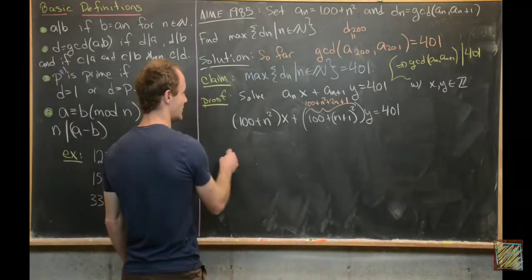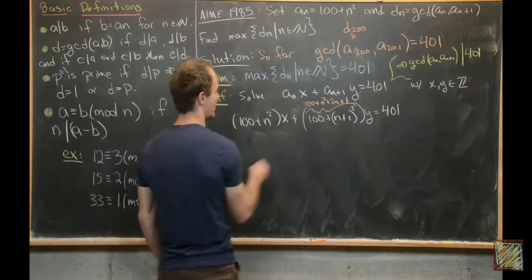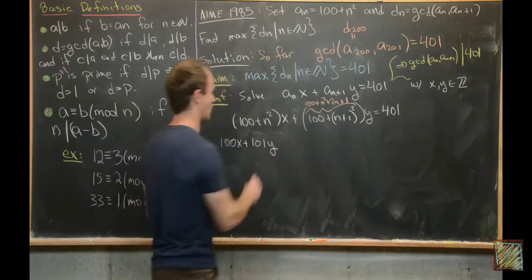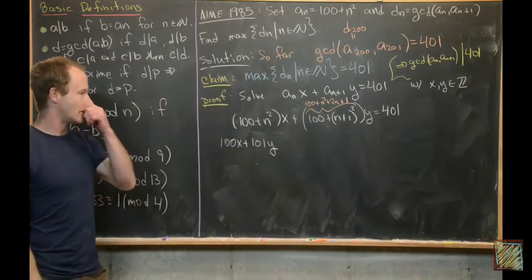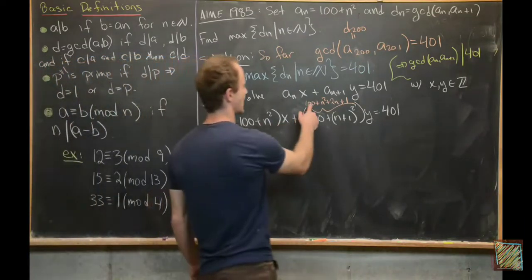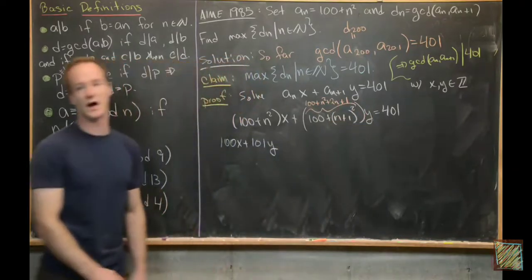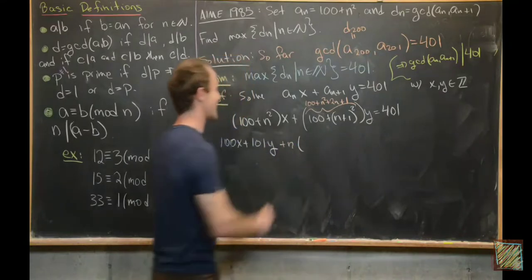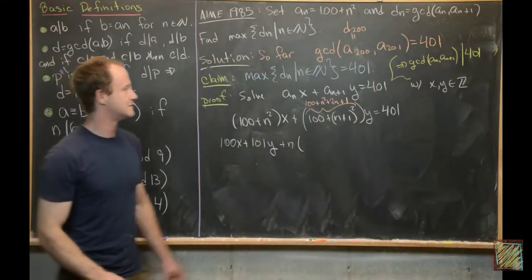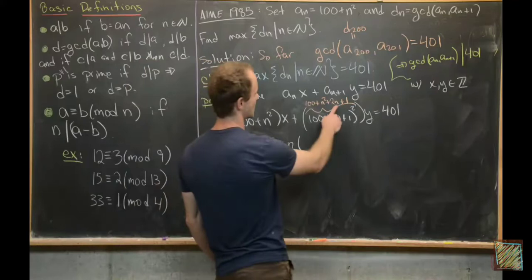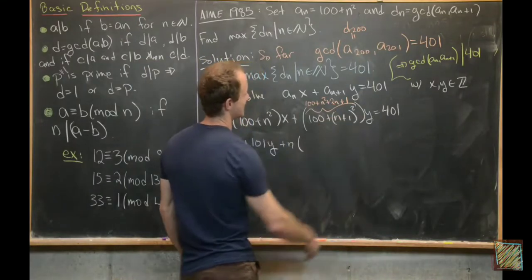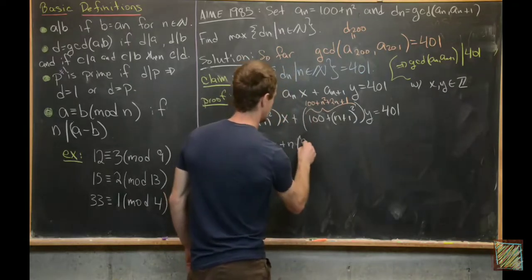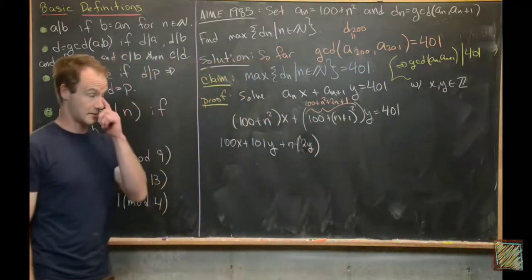So all of the numbers will be 100x plus 101y. So let's see how we get that. We get 100 times x, and then (100 plus 1) times y. So that's good. And then next, for the coefficients of n, let's see what we have. So in this case, we don't actually have that much. We have 2n times y. So I'm just going to write this as n times 2y, like that.